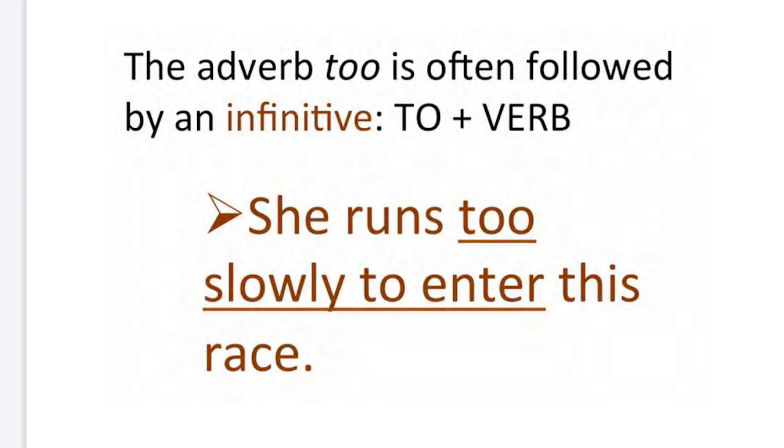So too will be followed by to. It shows a certain degree of comparison. For example, if I say it is too hot to play outside, I am not saying it is too hot today, but it is certainly this much hot that I can't play outside. So for playing, it is very hot. Maybe it's not too hot today. Maybe it's a normal temperature, but for playing, it is too hot. So it is too hot to play. So there is always a condition attached.